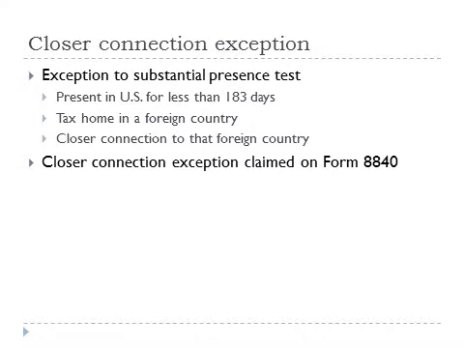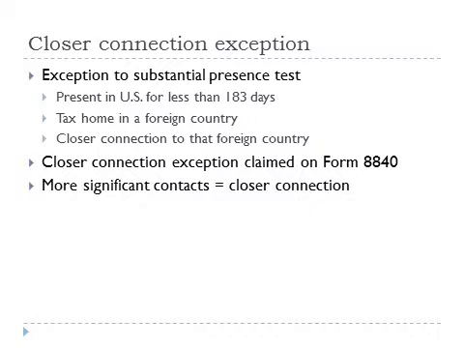A foreign individual claims exemption under the closer connection exception by filing Form 8840 with his or her personal tax return, or by filing the form with the IRS if no personal tax return is filed. The taxpayer has a closer connection with the country with which there are more significant contacts, such as a permanent home, family, personal belongings, cultural and religious organizations, personal bank accounts, driver's license, voter registration, and country of residence designated on documents filed by the individual.